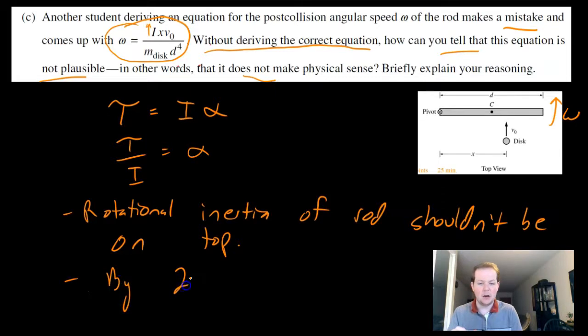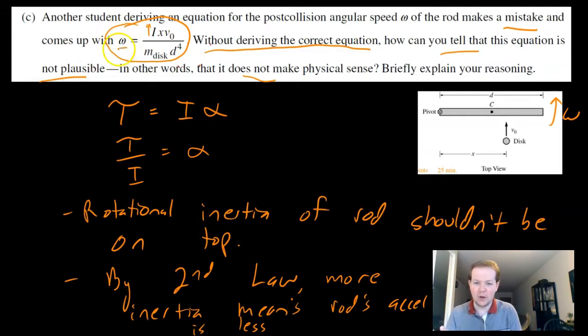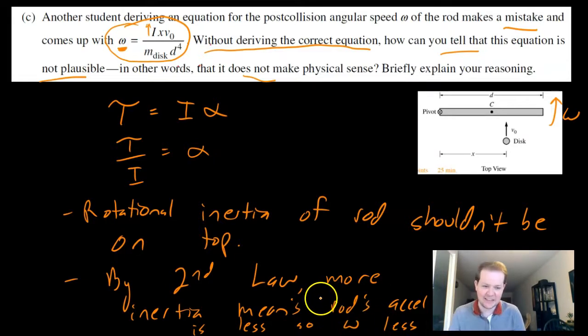By Newton's second law, more inertia means the rod's acceleration is less. I should try and connect that to omega, right? Because they are talking about omega. So omega less. Again, boy, Mr. Thrasher would really be yelling at me because I'm not showing an equation linking these things. Maybe I'll go back if there's more time.